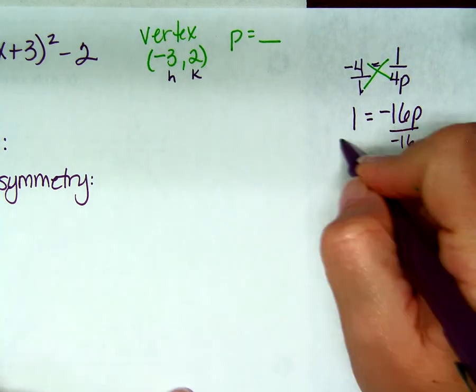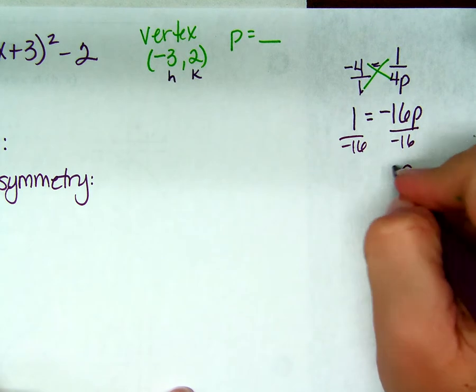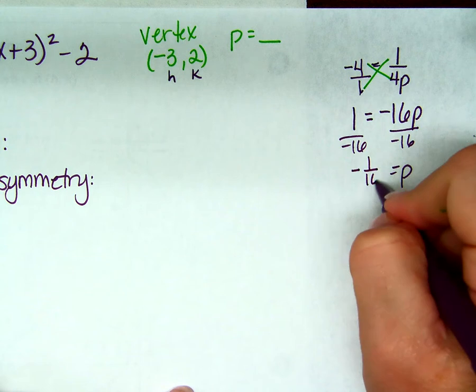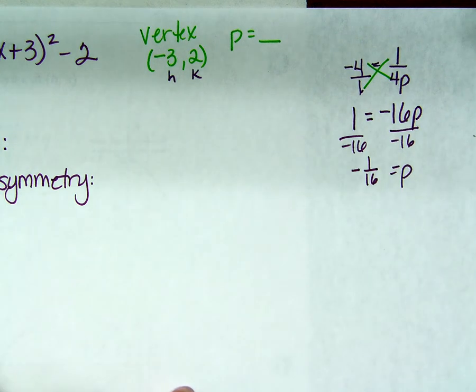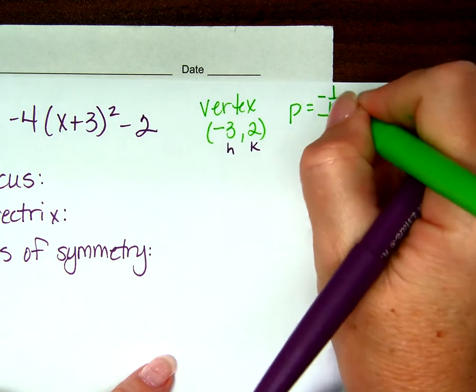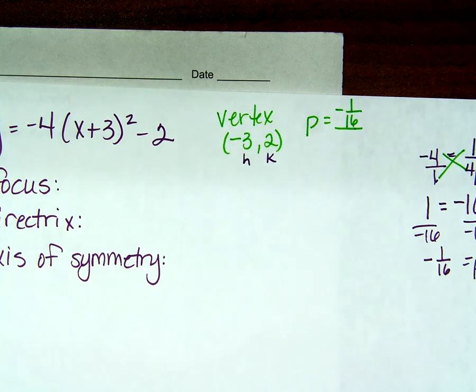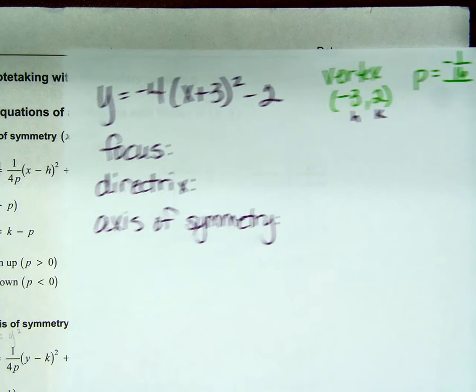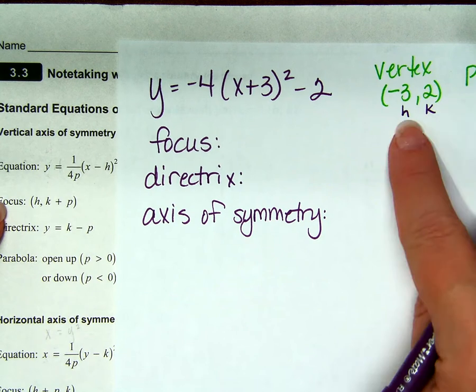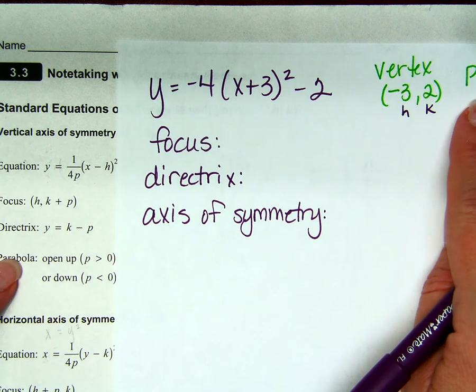Divide by -16. Good. What is the value of P in this particular problem? Perfect. So I know that P is -1/16. Well, that's going to help because in all these formulas that I have to fill in, I need H, K, and P. Well, I have all of them, so can I fill it in now?